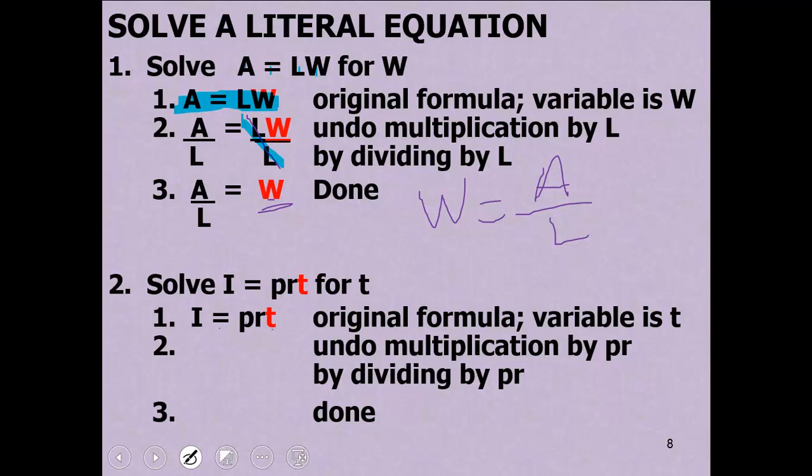Okay? Now, P and R are just numbers. How do I undo multiplication? By a number, I divide by that number. What's that number called? PR. If I divide one side by PR, I'm going to divide the other side by PR. Okay? Over here, the P's cancel, the R's cancel. That's exactly why I did it. And over here, I have I divided by PR is equal to T. This is actually an equation for interest. Interest earned is equal to the principal times the rate times the time. Okay?